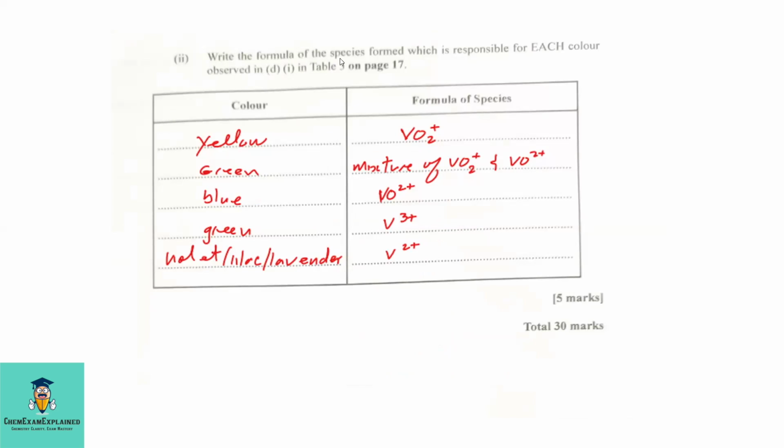So you are to write the formula of the species formed, which is responsible for each of the color changes observed in D. So again, it's the same thing we're looking at here. Our colors and formula species would go from yellow, which is dioxovanadium(V), to a mixture of yellow dioxovanadium(V) and blue oxovanadium(IV), which forms green when they are mixed, to the complete reduction of the dioxovanadium(V) to only oxovanadium(IV), that would be blue, and then further reduction would carry the oxovanadium(IV) to vanadium 3+, which is green in color. Again, more reduction by the zinc would carry the vanadium 3+ to vanadium 2+, which is violet or lilac or lavender in color.